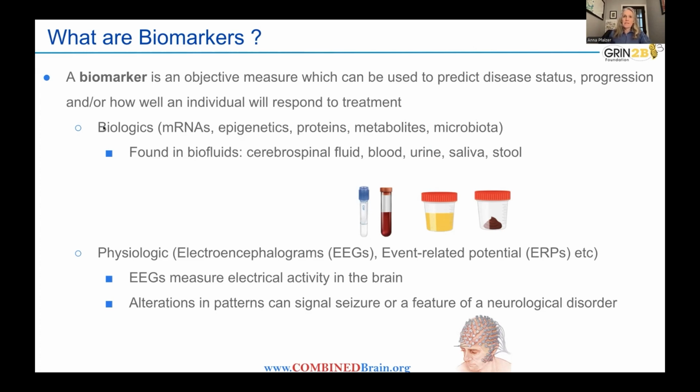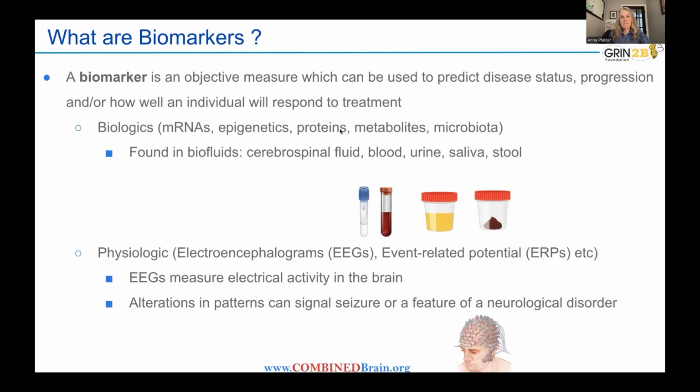So what are examples of different types of things that you find biomarkers in? And I have put them into two basic categories right now, although this is certainly not exhaustive. So the first category would be biologic biomarkers. So these would be things like mRNAs or genes, as you guys are probably very familiar with. There can be epigenetic biomarkers, and I'll talk a little bit more about what epigenetic means, but it basically means modifications to a person's genome.